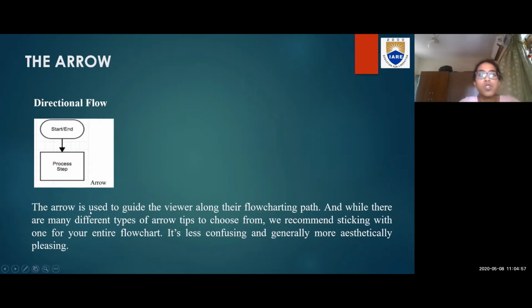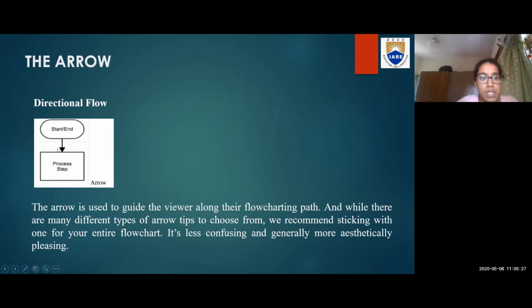The arrow is used to guide the viewer along their flow charting path. So right from the starting till the ending, it is giving you a direction in which way should you proceed to read the flow chart, and that is given by this symbol called the arrow. And while there are many different types of arrow tips to choose from, we recommend sticking with one for your entire flowchart. See, there are many different arrow tips.